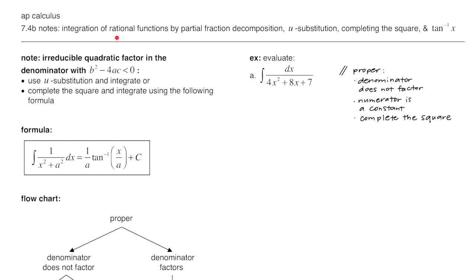In this lesson, we're going to cover integration of rational functions by partial fraction decomposition, u-substitution, completing the square, and also tan inverse of x. First, we have an irreducible quadratic factor in the denominator, where your discriminant, b squared minus 4ac, is negative. Then you'll use u-substitution and integrate, or you'll complete the square and integrate using the following formula. So we have the formula, the integral of 1 over x squared plus a squared, and it equals 1 over a tan inverse x over a.